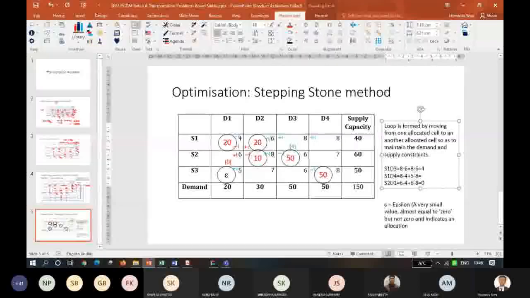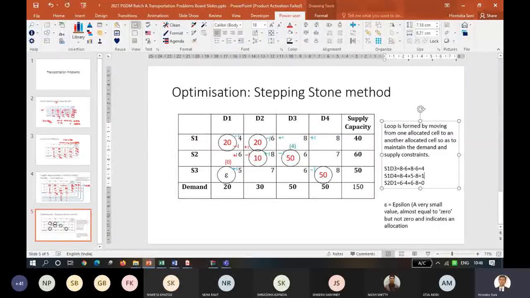1. Yes, sir. Correct? 8 minus 4 is 4. 4 plus 5 is 9. 9 minus 8 is 1. So if I am going to make an allocation in S1D4, it will increase my cost by 1.